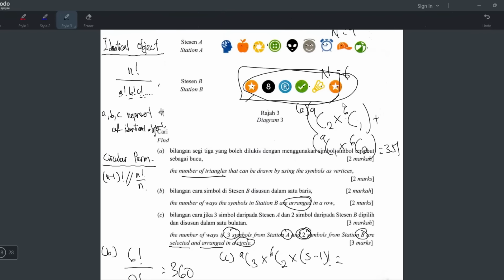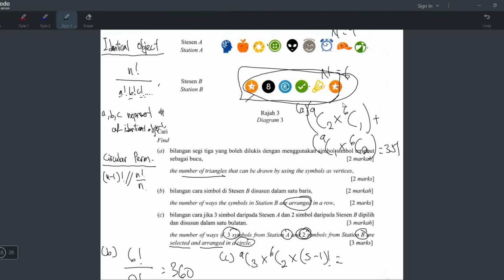Okay, for station A, it must be 9C3. Yeah, because it's 9 symbols and you will select 3 to arrange in the circle later. So confirm it will be 9C3. This one also 9C3, 9C3. That one has no problem. Okay, yeah, that one is confirmed, right?